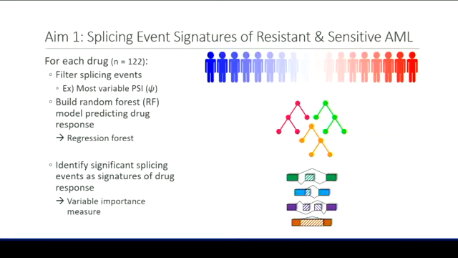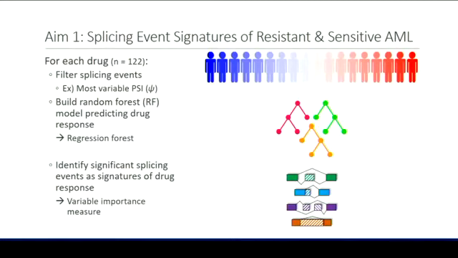And so, an overall look at the specific aim. For each drug, I'll first filter splicing events using some sort of pre-filtering method. For instance, I could filter away the least variable splicing events in terms of their PSI. And then from those filtered events, I would build a random forest model predicting drug response. For instance, I could use a regression forest that predicts the drug response variable, which is represented as the area under the curve from the ex vivo drug response assay. And then from there, using the variable importance, I would identify significant splicing events as the signatures for each drug.